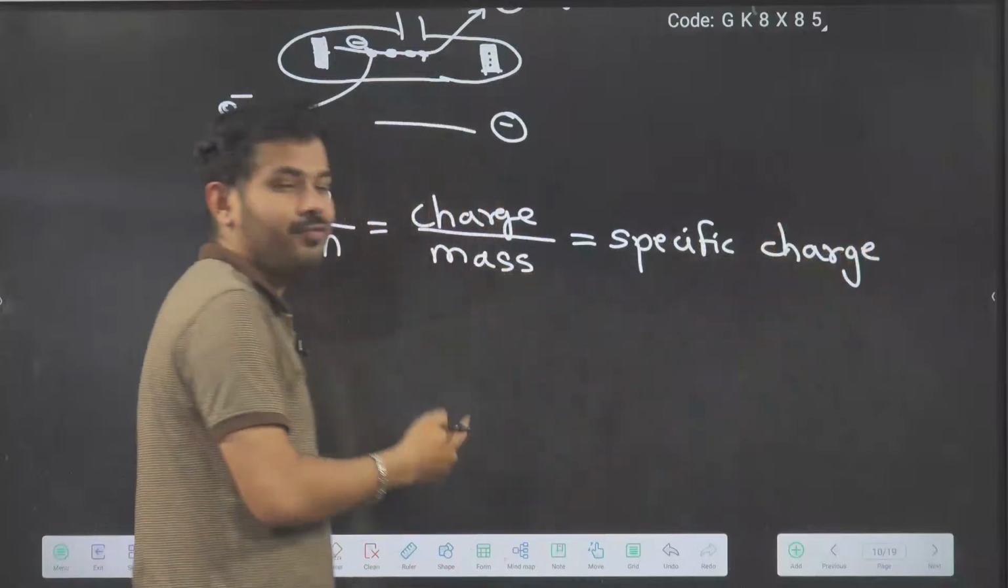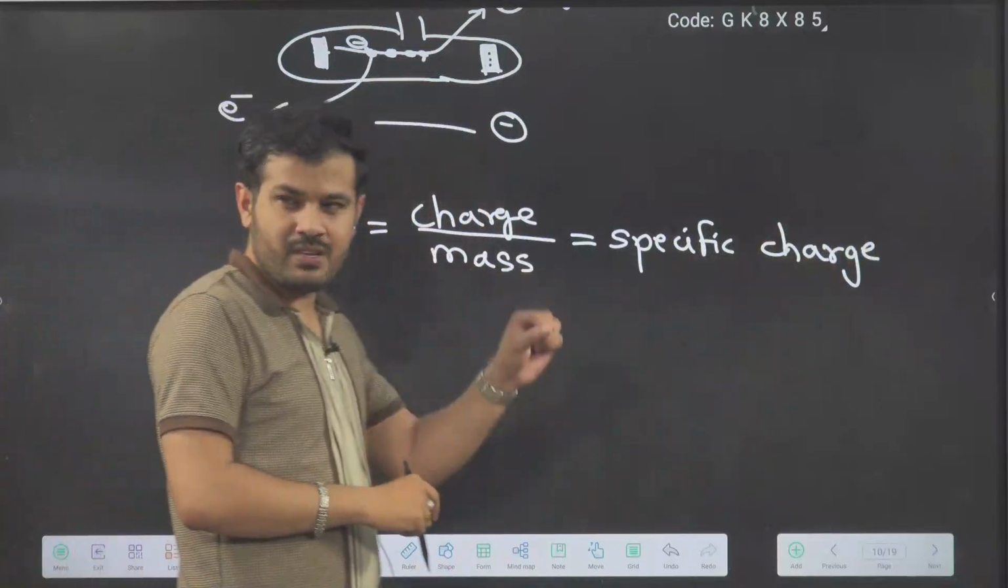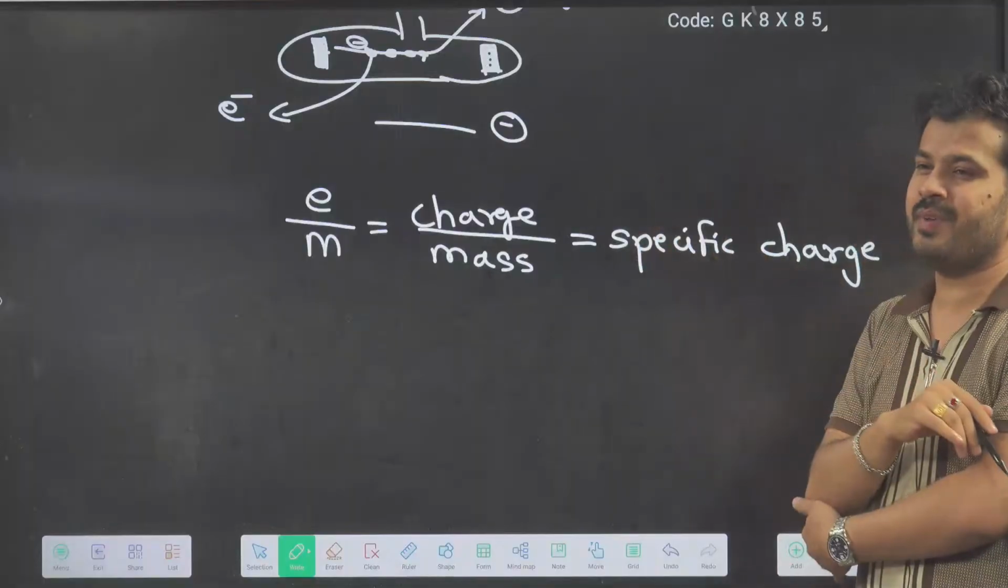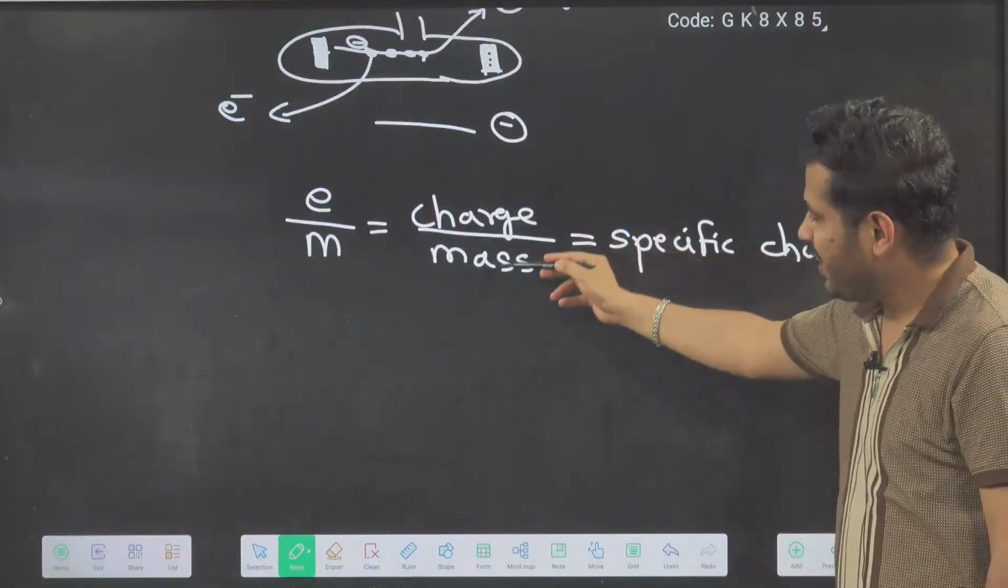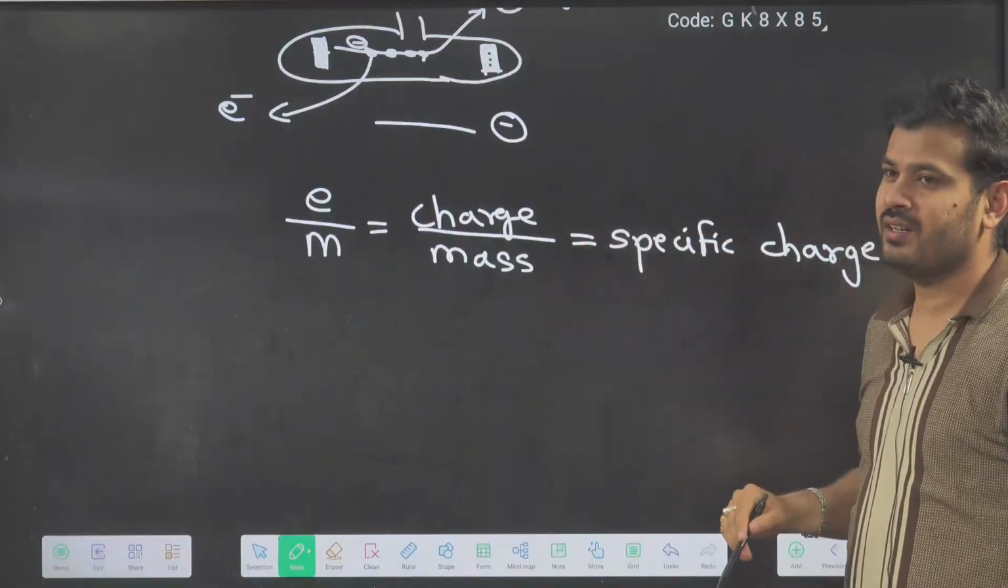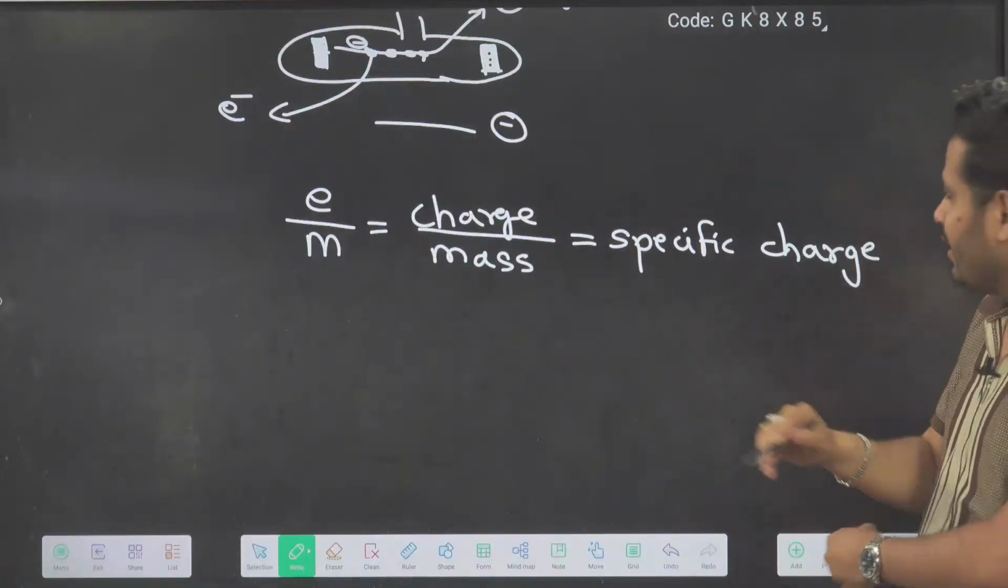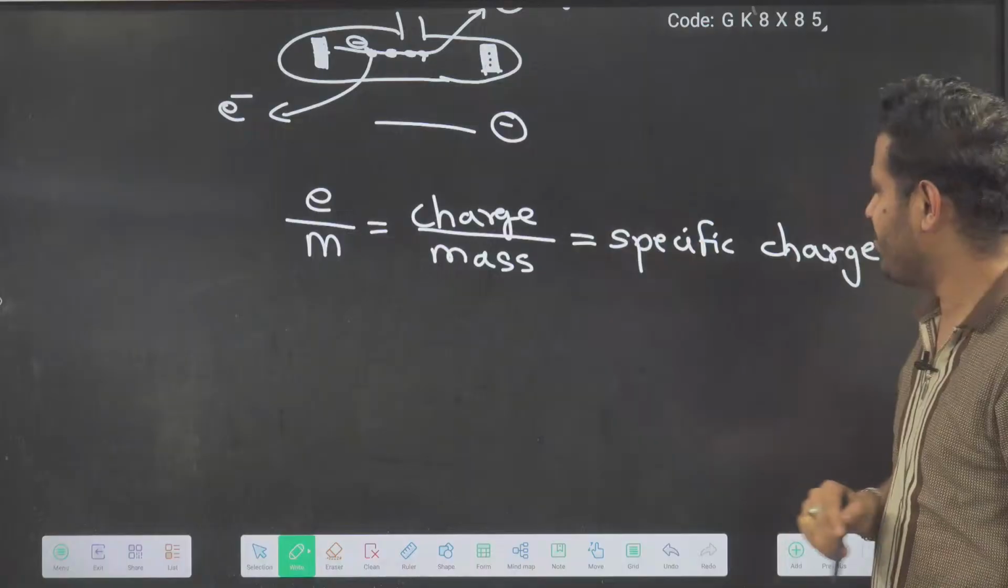It is called specific charge. Specific means divided by mass. Any quantity divided by mass is called specific. So charge divided by mass is specific charge. Some x divided by mass is specific x, you can say like that. Okay, the specific charge is charge divided by mass.